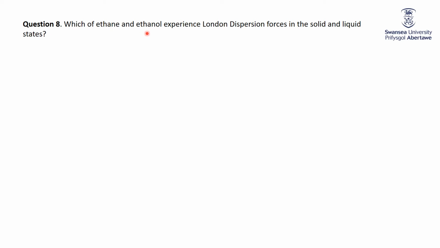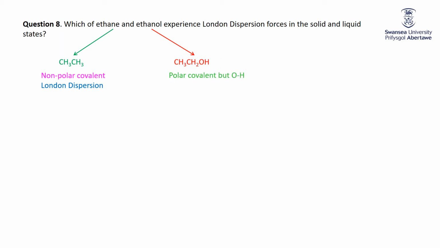Which of ethane and ethanol experience London dispersion in solid and liquid? Well, ethane is, of course, that nice hydrocarbon. It is a non-polar covalent molecule, thus it experiences, and only experiences, London dispersion, which of course at A level you're calling van der Waals anyway. Ethanol, CH3CH2OH. Well, that OH there tells it all. It makes it a polar molecule, but you've also got the OH there so it can hydrogen bond. But of course, as well as hydrogen bonding, it also has London dispersion because everything has London dispersion forces. So therefore, the correct answer to this is both. Ethane only has London dispersion, ethanol has London dispersion and hydrogen bonding.